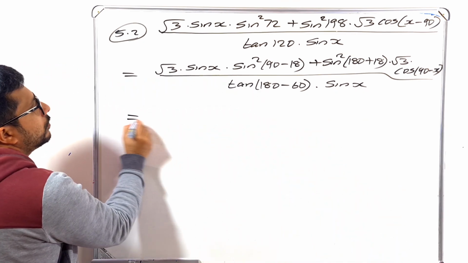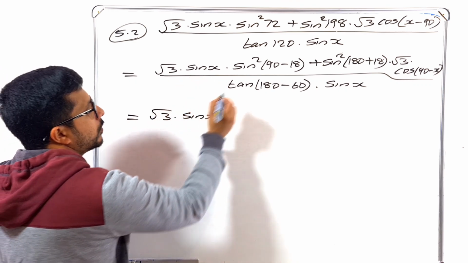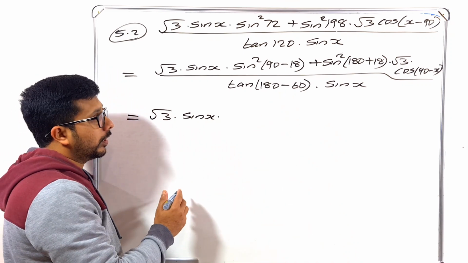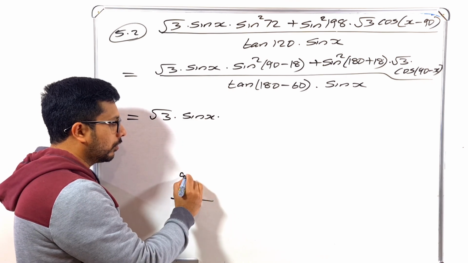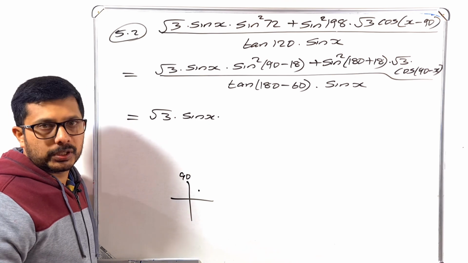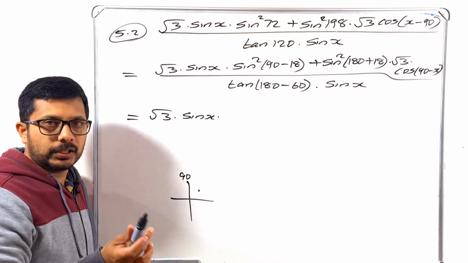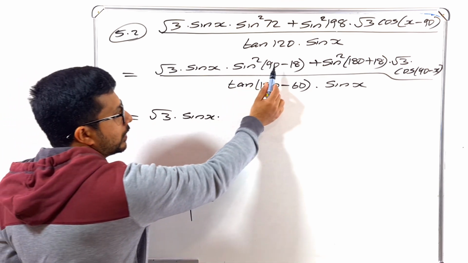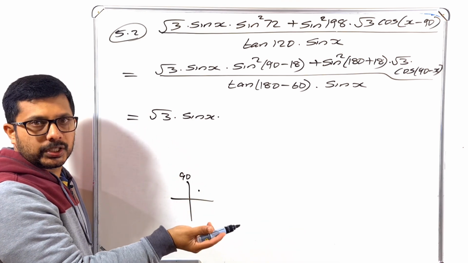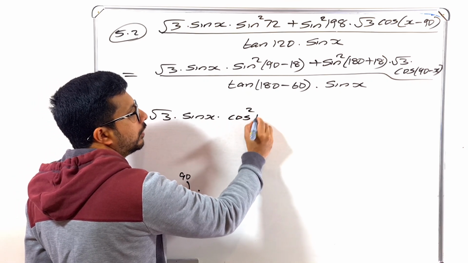So this is equal to root 3 times sine x times sine square of 90 minus 18. Which quadrant is that? Minus means it's in the first quadrant. Okay, all are positive. It doesn't matter whether it's positive or negative, because here it is square, everything is going to be positive. But here there is a problem. If it is based on 90 or 270, you have to change to its co-function. What is the co-function of sine? It is cos. So it is cos square 18.